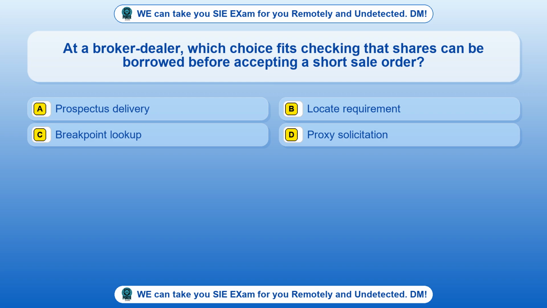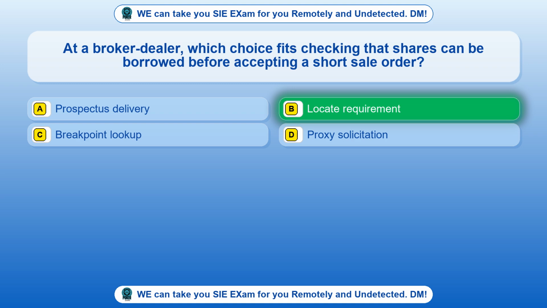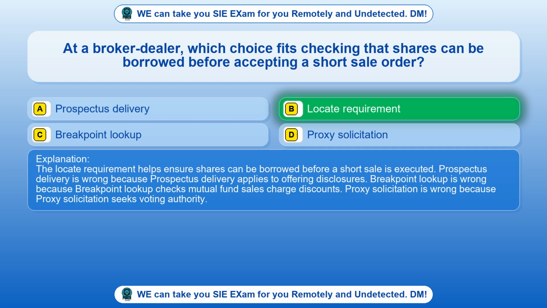Question 46. At a broker-dealer, which choice fits checking that shares can be borrowed before accepting a short sale order? Option A, prospectus delivery. Option B, locate requirement. Option C, breakpoint lookup. Option D, proxy solicitation. The correct answer is option B, locate requirement. The locate requirement helps ensure shares can be borrowed before a short sale is executed. Prospectus delivery is wrong because prospectus delivery applies to offering disclosures. Breakpoint lookup is wrong because breakpoint lookup checks mutual fund sales charge discounts. Proxy solicitation is wrong because proxy solicitation seeks voting authority.